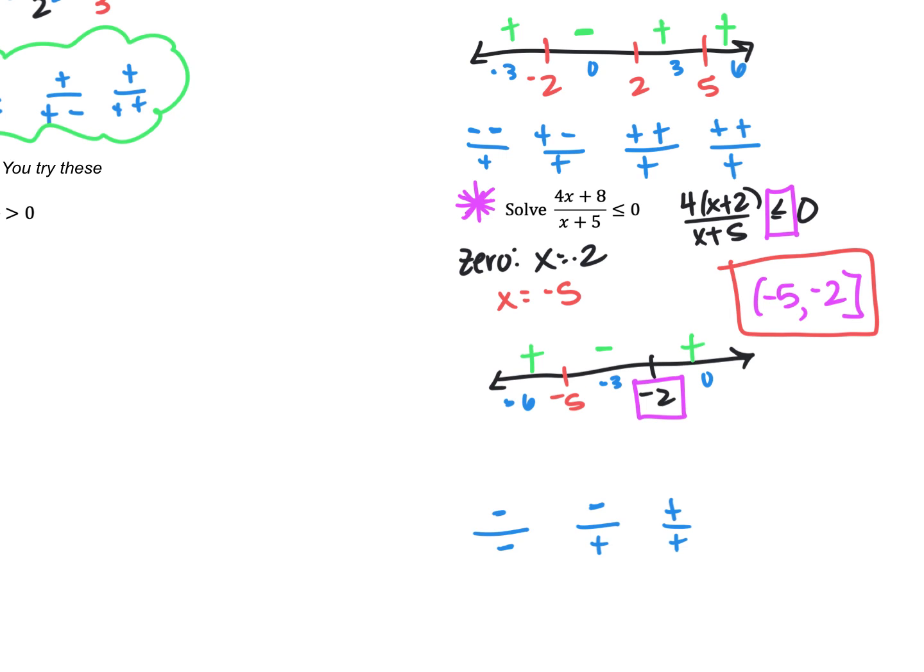So the -5 won't have a bracket? No. Okay, because anytime it's one of your no-no spots, if it comes from the denominator, we cannot include it ever. Okay, good question. All right.